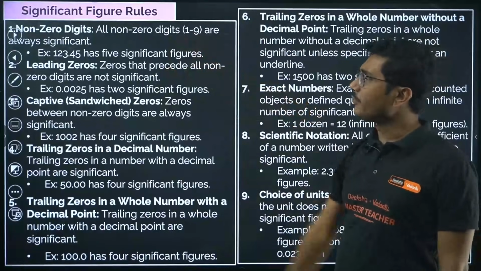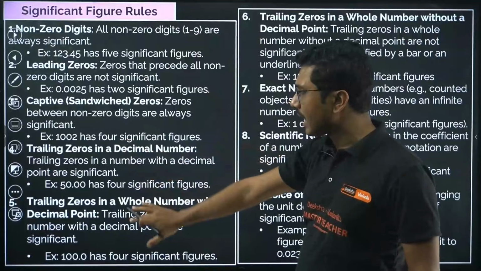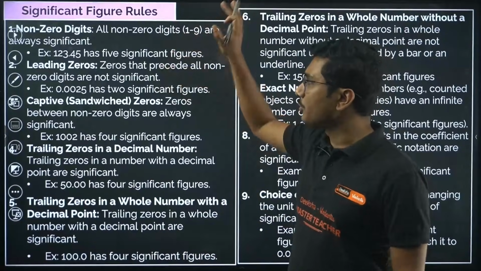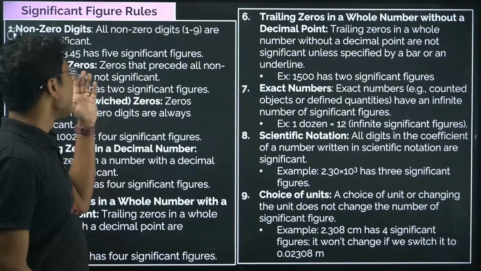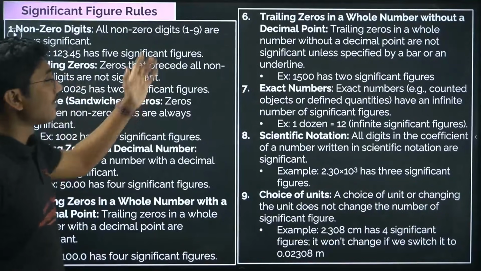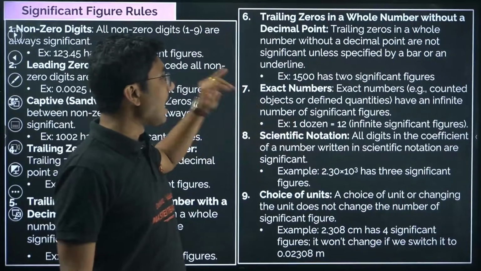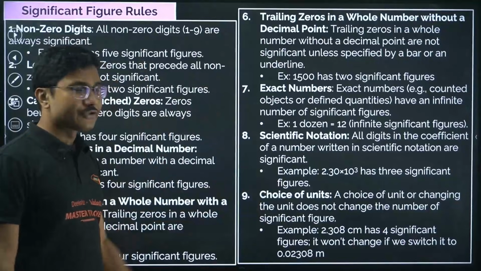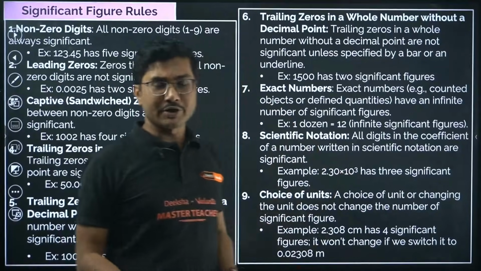So significant figure rules, all the significant figure rules are detailed over here. Which ones you have to ignore, which ones you have to carry. Okay, non-zero digits are significant, then leading zeros are not significant, etc. Trailing zeros in a whole number without a decimal point are not significant. So every detail and all the 9 important points of significant figure rules are mentioned over here.